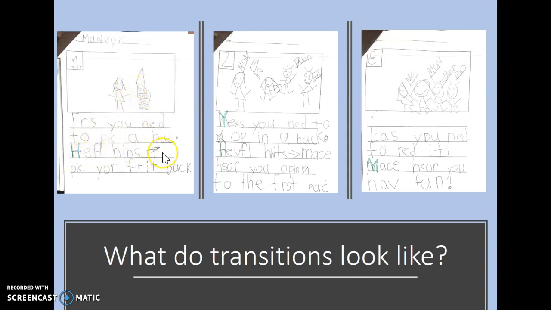And we'll get into helpful hints in another section, but she included the helpful hint, pick your favorite book. So first, and then we go to next. Next, you need to open a book. Helpful hints, make sure you open to the first page. So we've got first, we've got next, and then we have last. Last, you need to read it. Make sure you have fun.